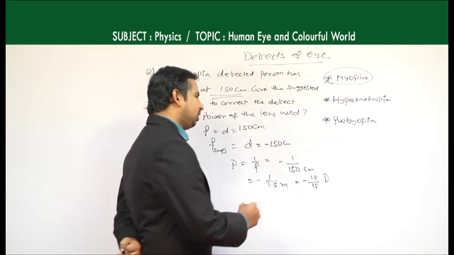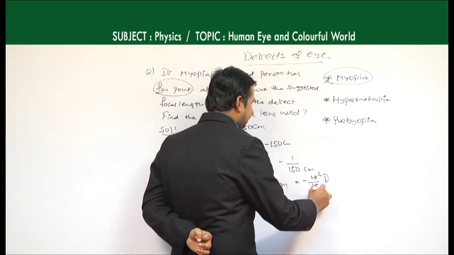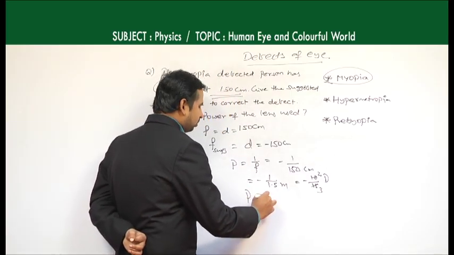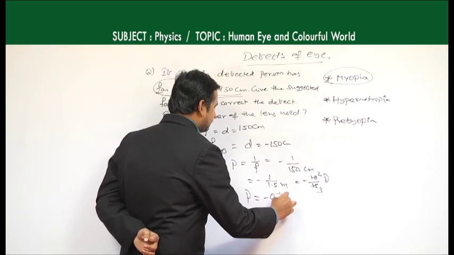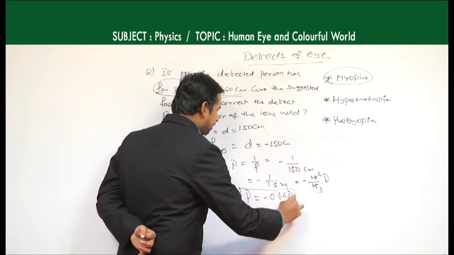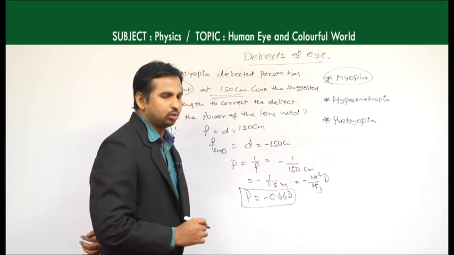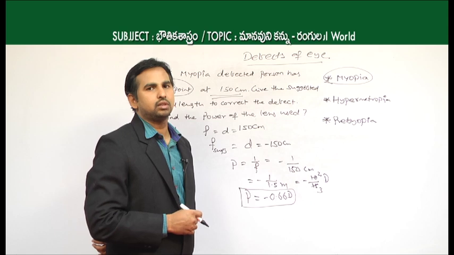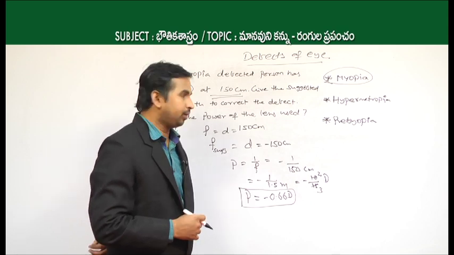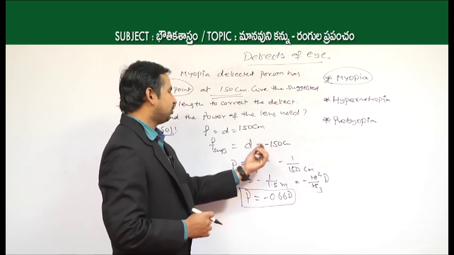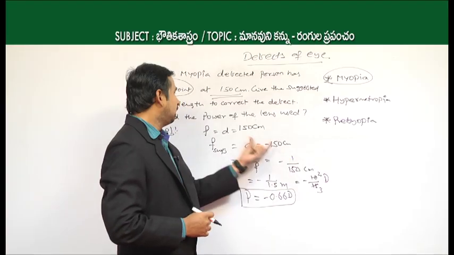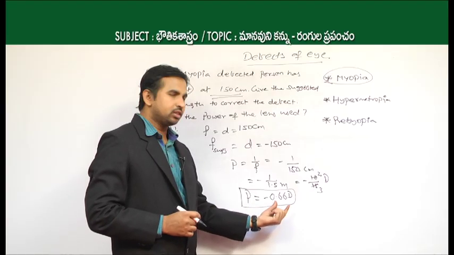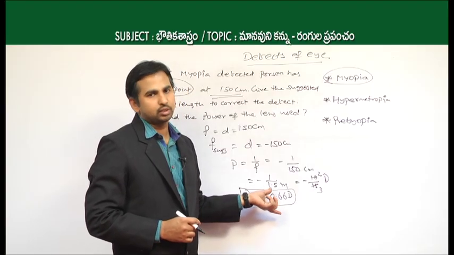So 10 by 15, you can cancel that with 5 there, 2 by 3. So we get the final power P is equal to minus 0.66 D. This is the power of the lens he has to use to correct this defected eye, which is minus 0.66 diopters. Okay. So the suggested focal length is minus 150 centimeters, and the power of the lens used is minus 0.66 diopters.